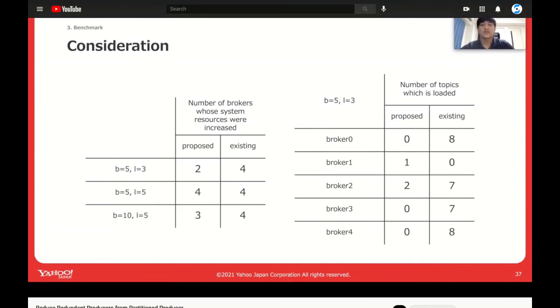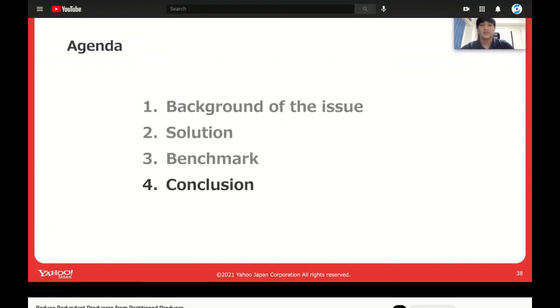Therefore, before using this feature, we should take care with the config for limiting the number of partitions, or implement a smart message router that considers current load. Next, I will talk about the conclusion.